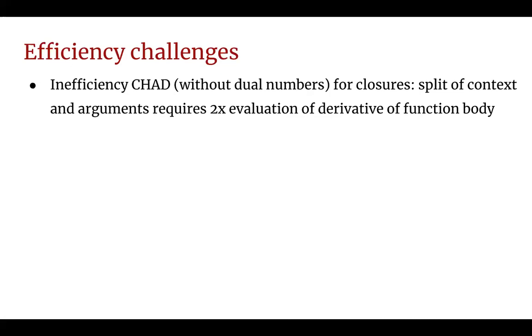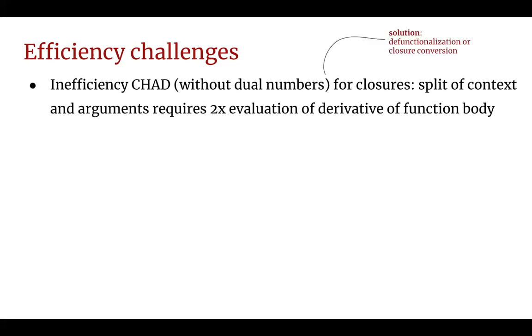You can notice that because CHAD, if you don't make use of dual numbers, does this sort of split in the derivative of closures between the derivative with respect to the context variables and the arguments, you naturally end up duplicating some work in the derivative of a function body. And that's something that's really pretty annoying for efficiency. But we don't see an obvious way out of it yet, because it's sort of what the category theory dictates.